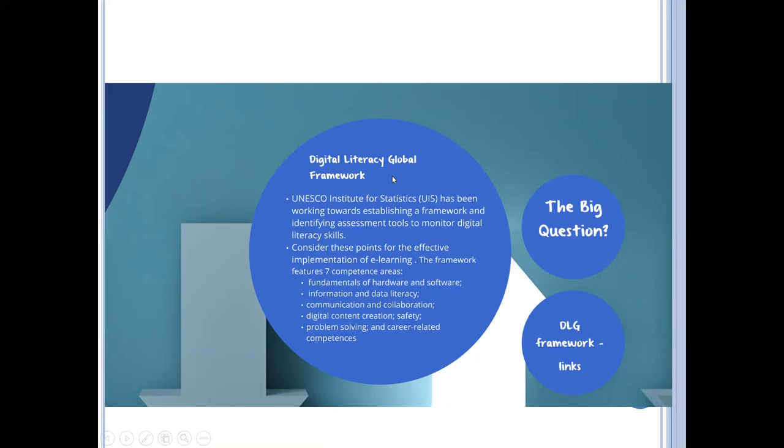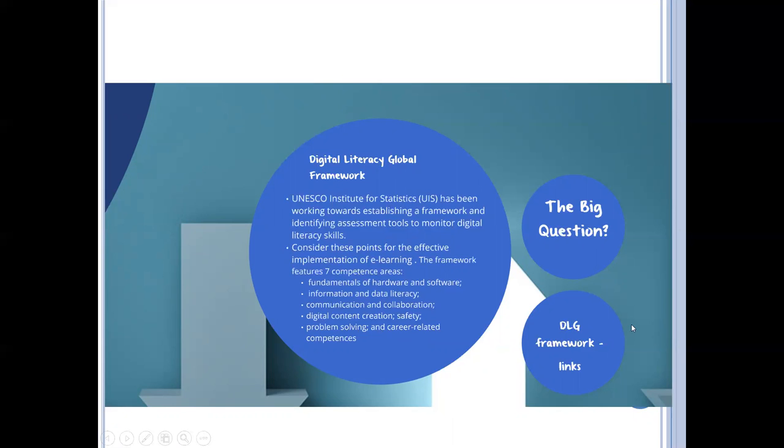Now, there's a digital literacy global framework, which was established by the UNESCO Institute for Statistics. And they are trying to identify assessment tools to monitor digital literacy skills. And these are some of the important points that we should consider when we implement e-learning. The framework features seven competence areas. The first is fundamentals of hardware and software, information and data literacy, communication and collaboration, digital content creation, safety on the internet, problem solving, and career-related competences. These are all related to digital literacy.